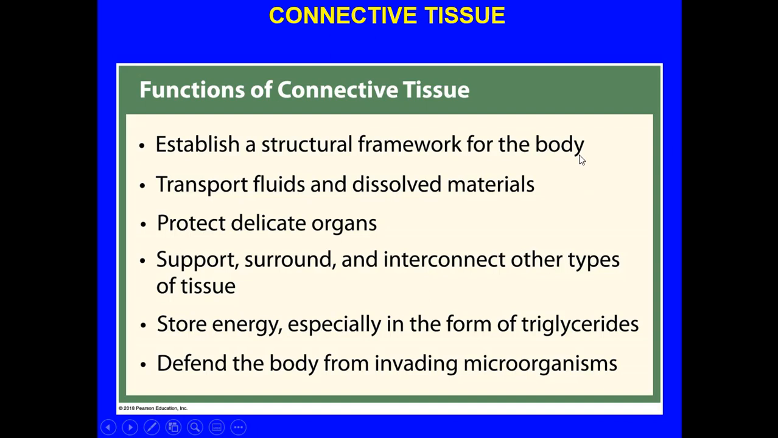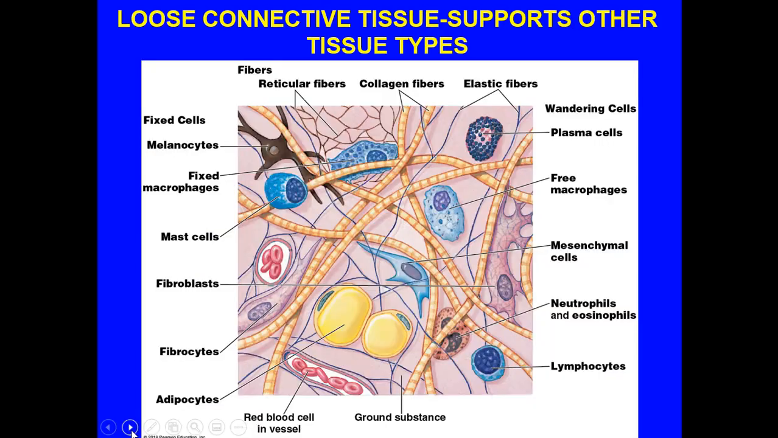Now, functions of connective tissue: to establish a structural framework for the body, to transport fluids and dissolved materials, to protect delicate organs, to support, surround, and interconnect other types of tissue. It's also available for a function to store energy, especially in the form of triglycerides. Think adipose tissue, as well as defend the body from invading microorganisms, which we're going to get into in a bit.